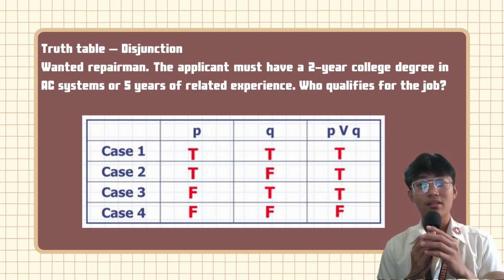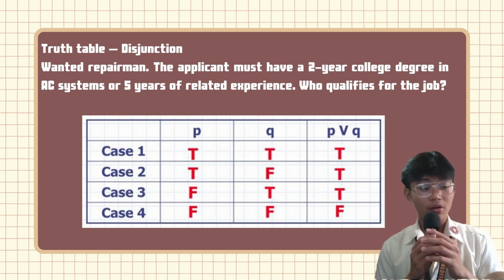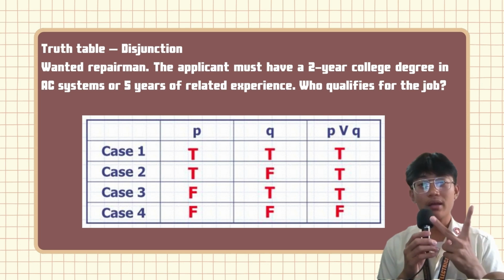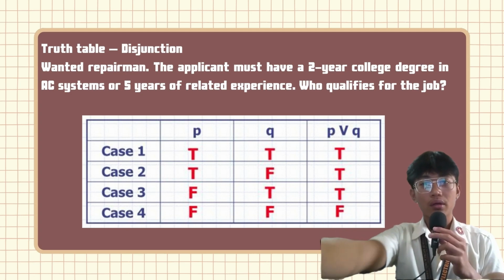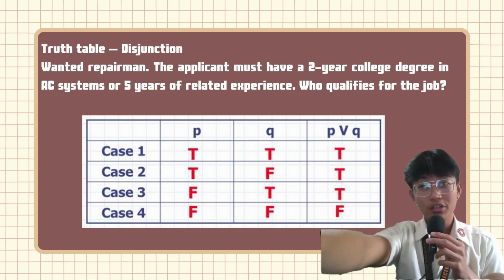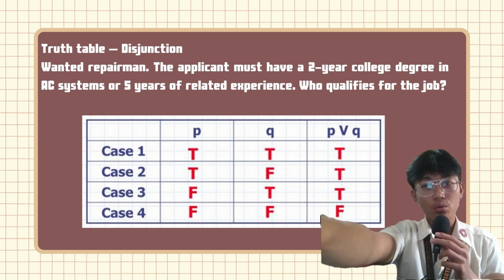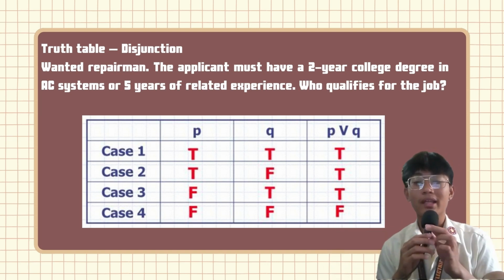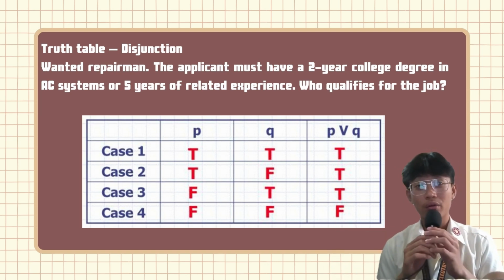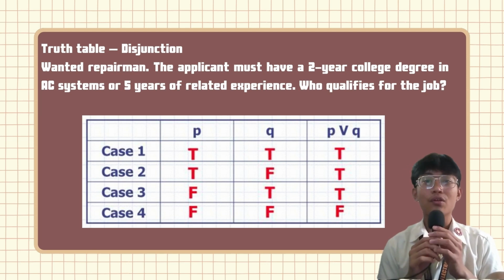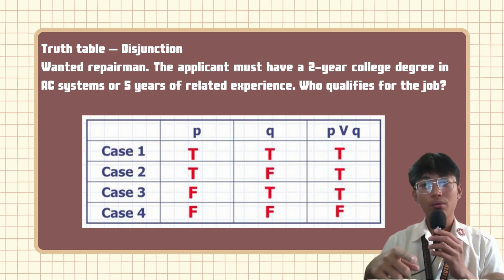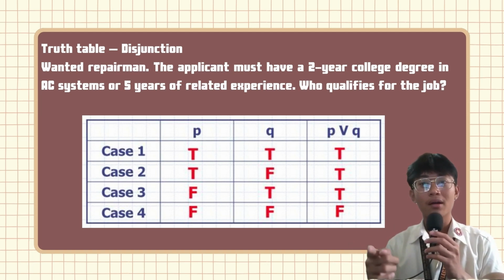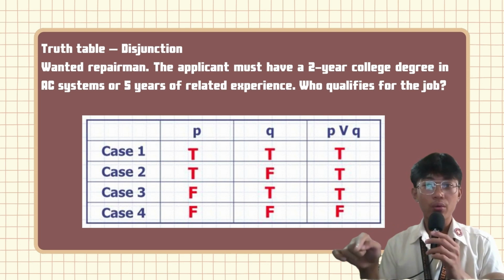So, dito nga sa disjunction, ang gagamitin natin na symbolic ng connective niya ay yung letter V. Kaya makikita natin dito is P or Q sa third column is true, true, true, false. So, bakit nga ba naging ganyan yung true and false situation niya? Tingnan natin sa case 1. Sa case 1, true yung P and Q. So, ang kakalabasan ng P or Q ay true.